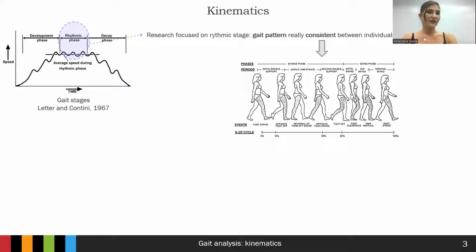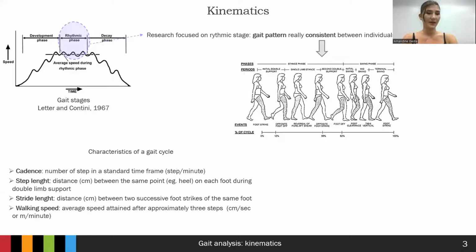But to define and characterize this gait cycle, we would need to define some criteria. These criteria are the cadence, which is the number of steps in a standard time frame. It can be defined as steps per minute. You also have the step length, which is the distance between the same point, for example, the heel, on each foot during a double limb support.